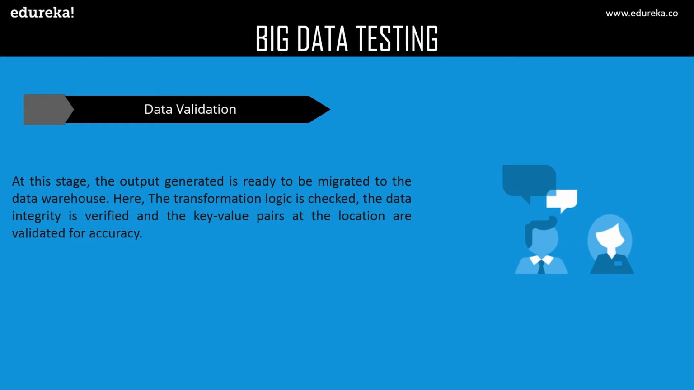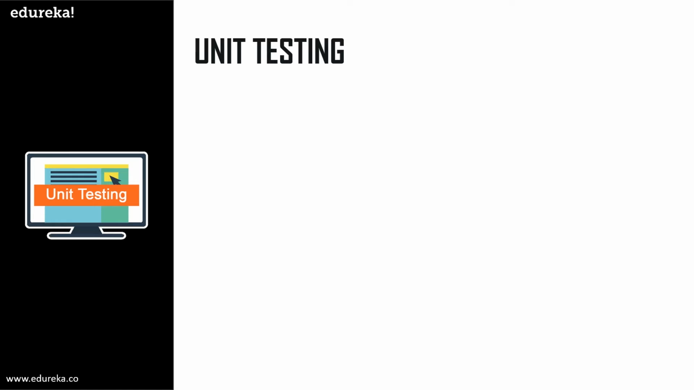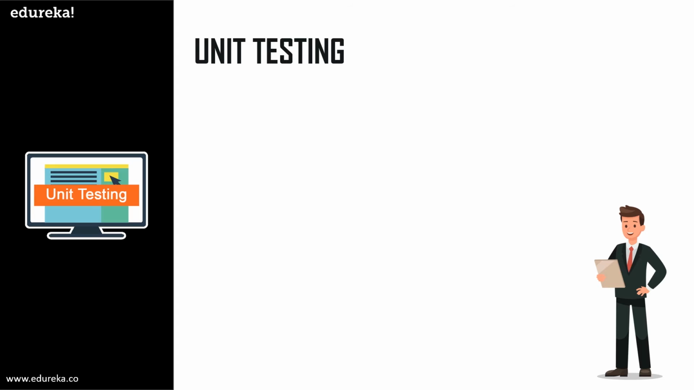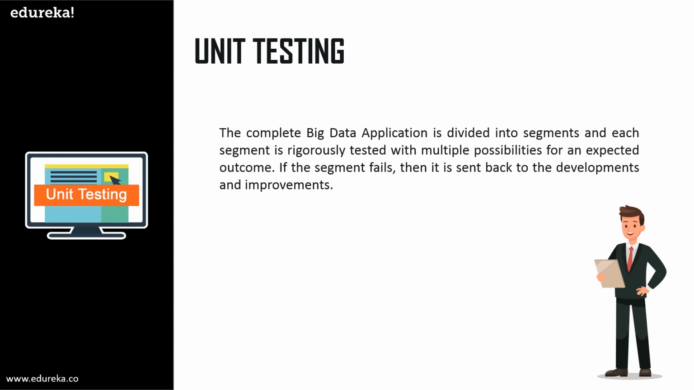So with this, let us enter the next chapter where we will deal with the different categories in which a big data application can be tested. Firstly, unit testing. Unit testing in big data is completely similar to any other unit testing in similar applications. The complete big data application is divided into segments, and each segment is rigorously tested with multiple possibilities for an expected outcome. If any segment fails, then that particular segment is sent back to the development stage for improvements.